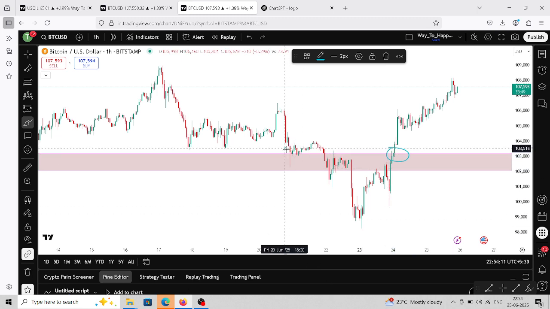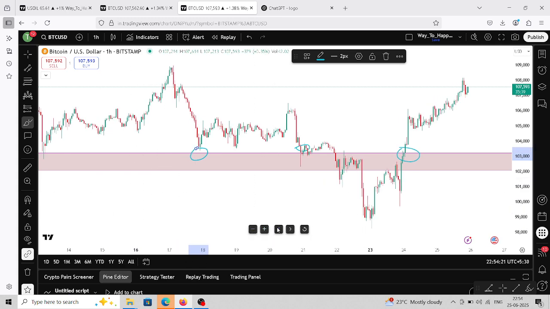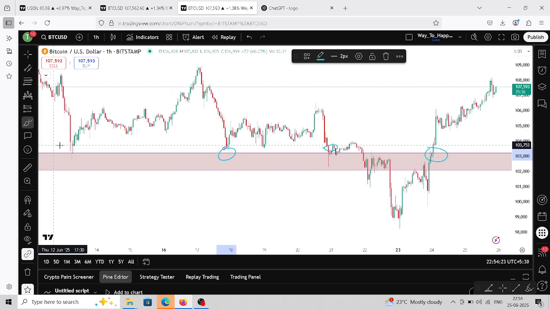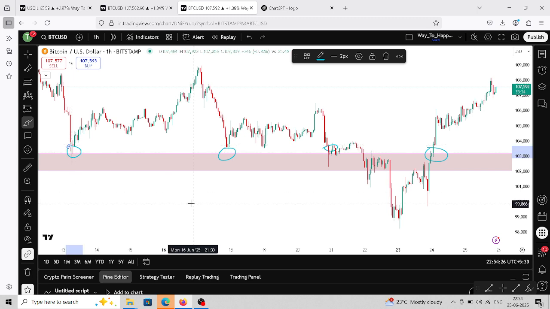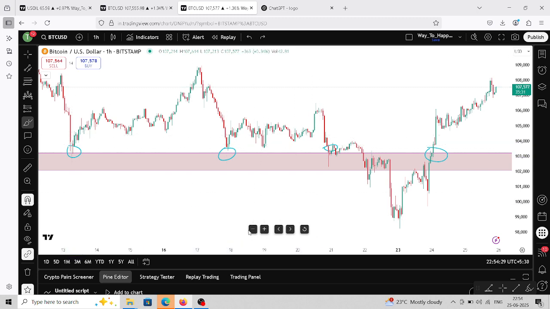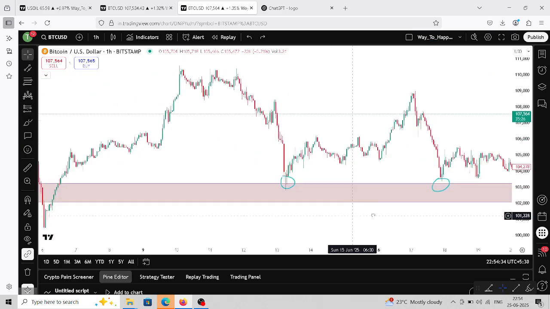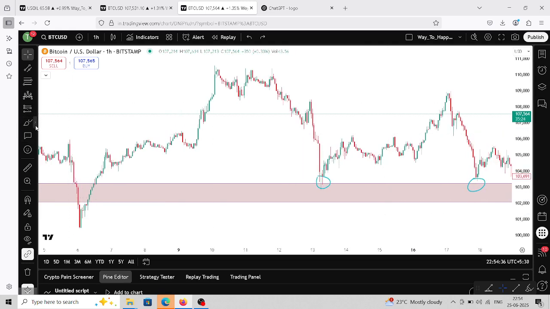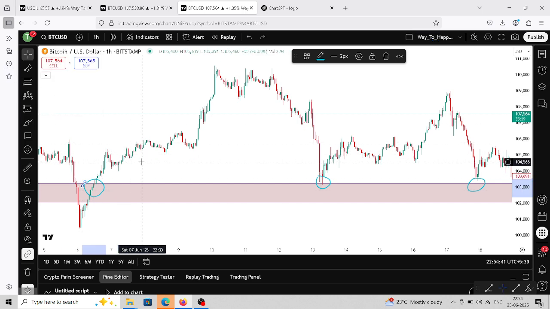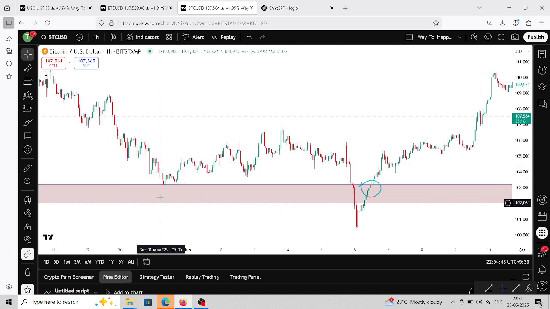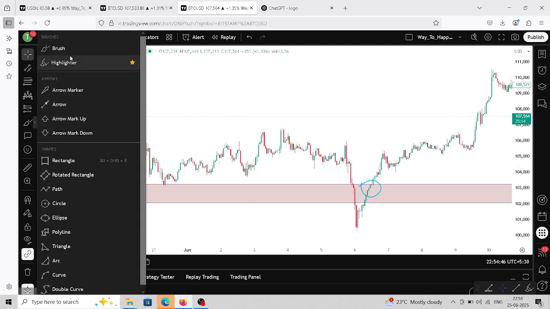The buying also came here, very, very small, but still, if you don't count, buying also came here. You see, buying also came here. Now, if I go here, buying also came here. Now let's go back in history. You see, exactly from this level the buying is coming.